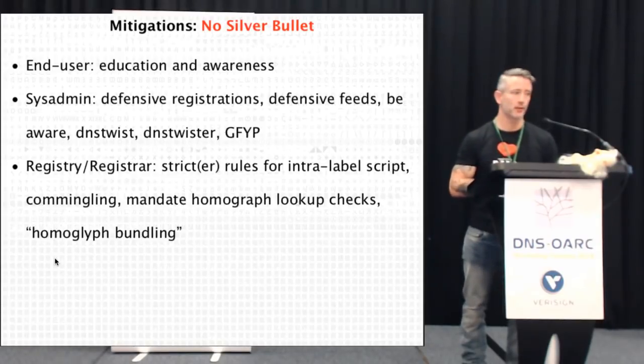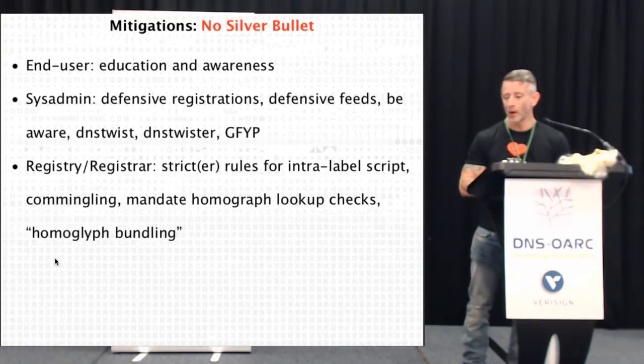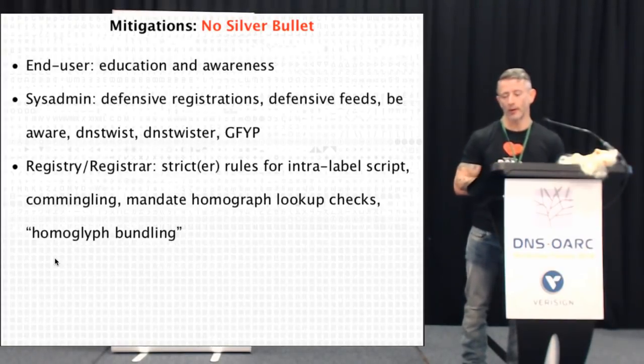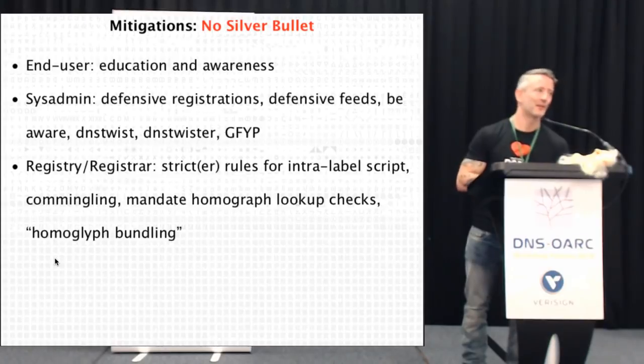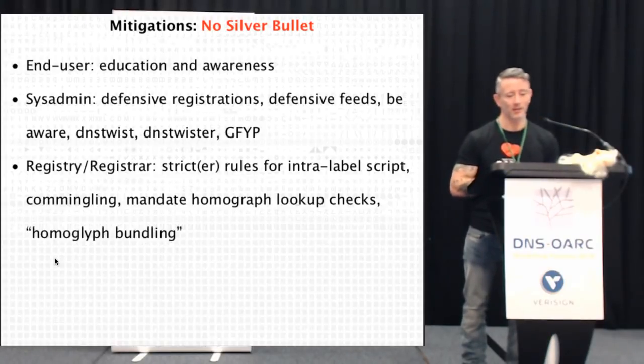DNS Twist is a useful tool to sort of enumerate your domains and find out who's doing homograph stuff. I want to mention quickly URID. I think somebody told me URID folks are in the crowd here. Are they? If so, congrats to you guys. The only registry that I know of that is doing homoglyph bundling, which is where you register foo.com, you get all the homoglyphs for free for it. So that's kind of helpful.